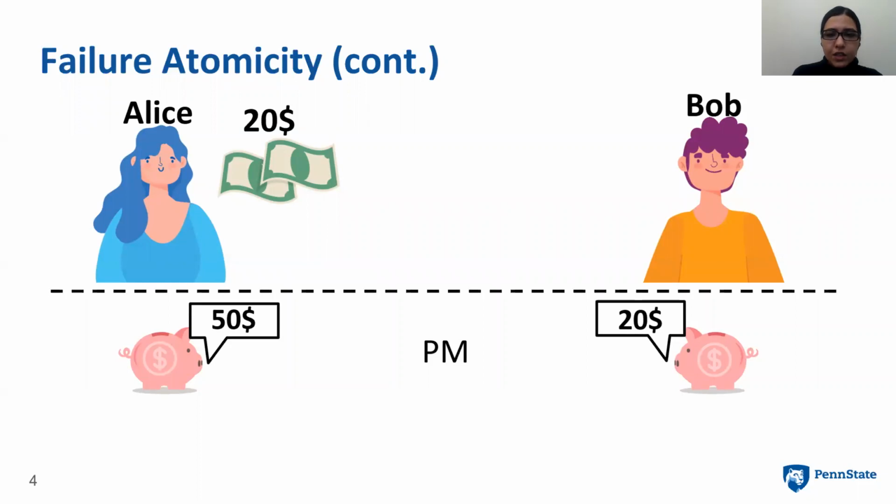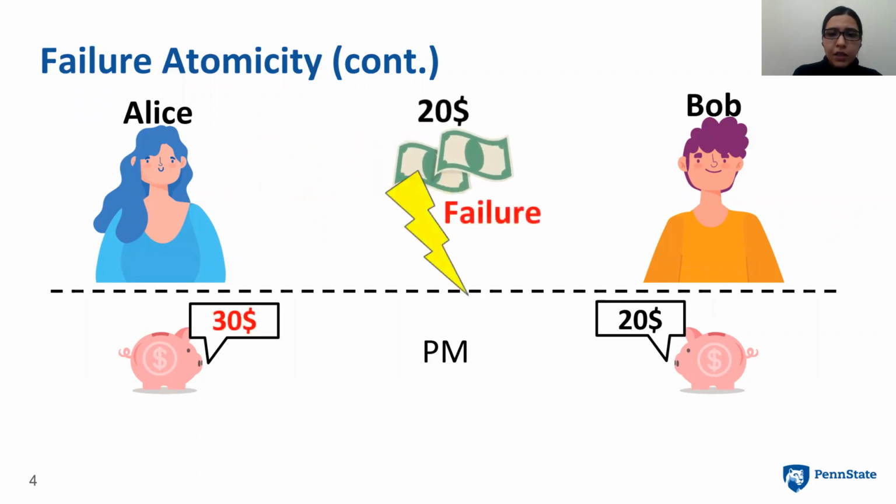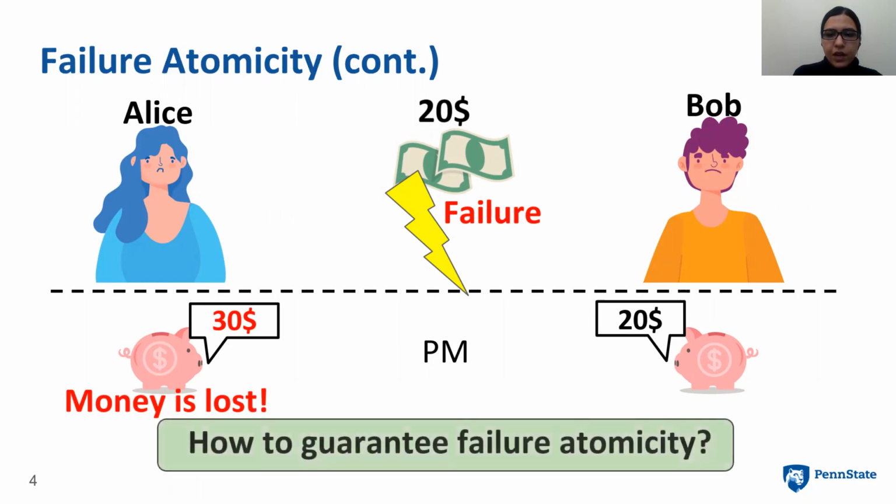However, without a failure atomicity guarantee, a failure can happen in the middle of this money transfer, and $20 might be deducted from Alice's account, but Bob never receives the money. So some money is lost, and the question is how to achieve failure atomicity to avoid such scenarios.